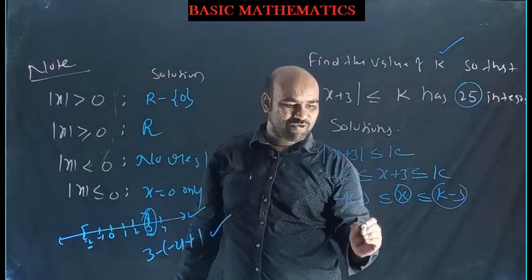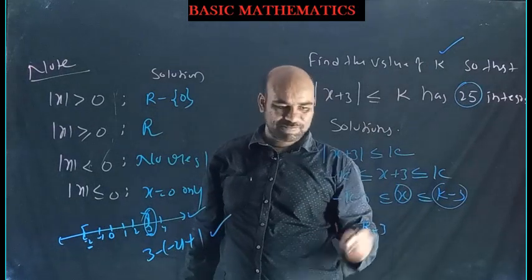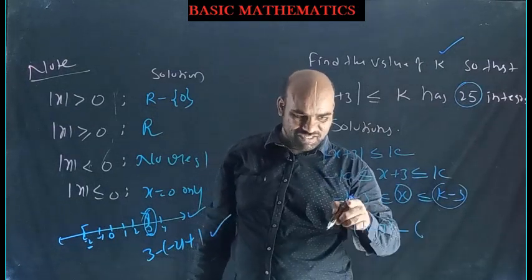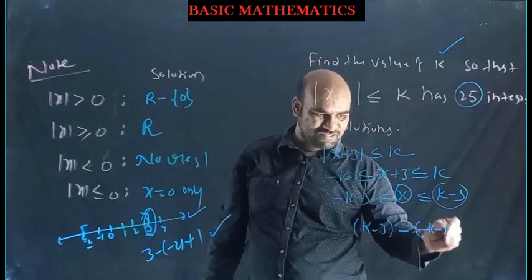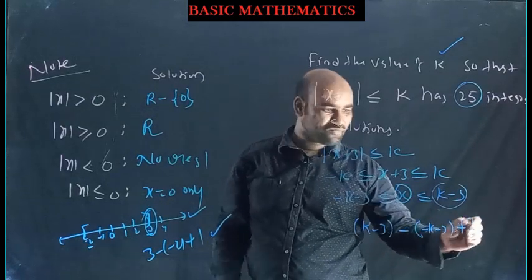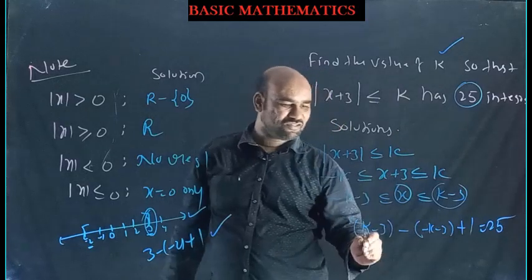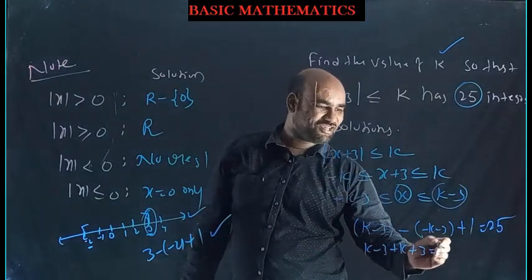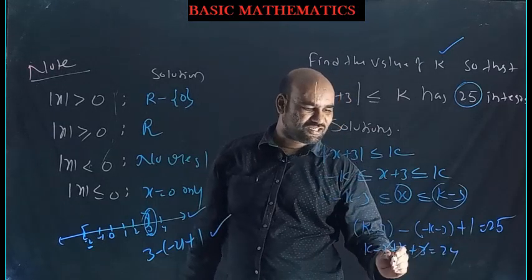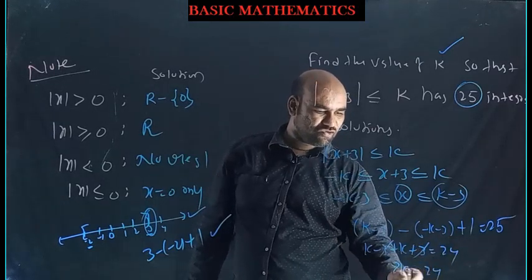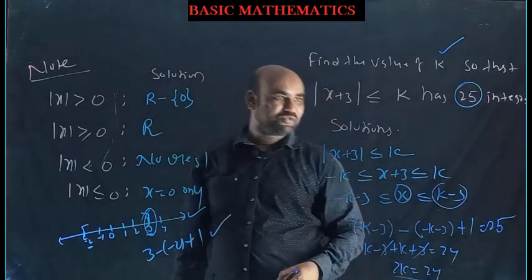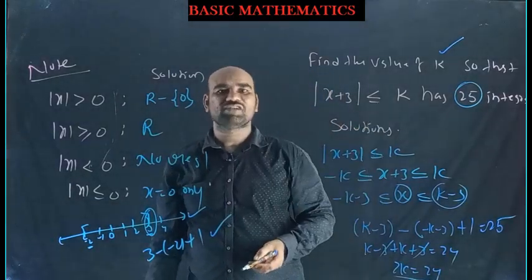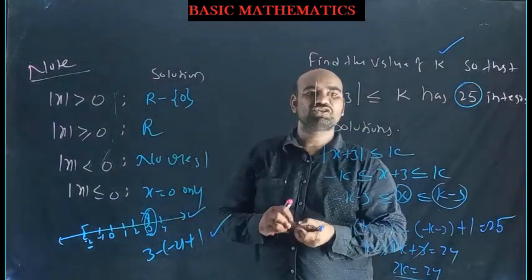Okay, so according to the problem, k minus 3 minus (minus k minus 3) plus 1 equal to 25. So k minus 3 plus k plus 3 equal to 24. 3 gets cancelled. 2k equal to 24. K equal to 12. If you take k equal to 12, then we will get the required integral solutions for this problem.